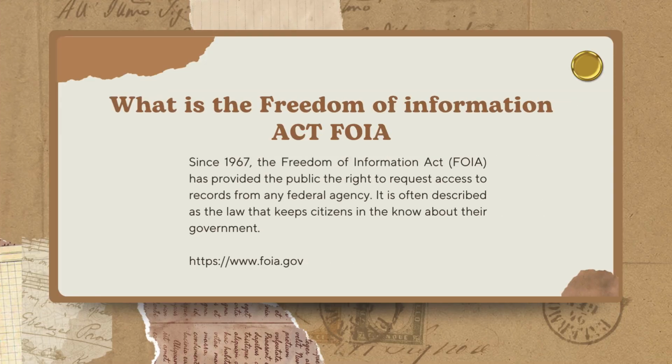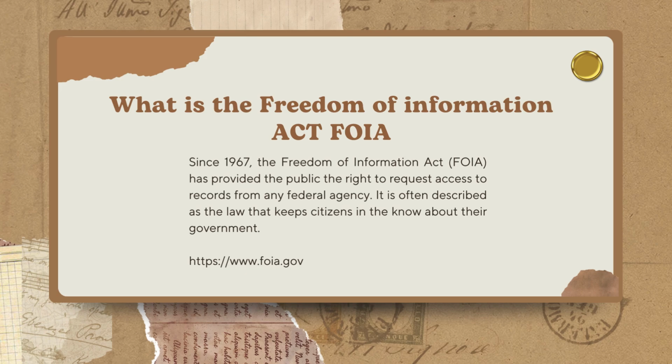Since 1967, the Freedom of Information Act was provided to the public to have the right to request records from any federal agency. This was often described as the law to keep citizens in the know about their government. Federal agencies are required to disclose any information requested under the FOIA unless it falls under about 9 exemptions, which protect secrets and personal privacy, national security, and law enforcement. The FOIA also requires certain agencies to proactively post online certain categories of information, including frequently requested records.